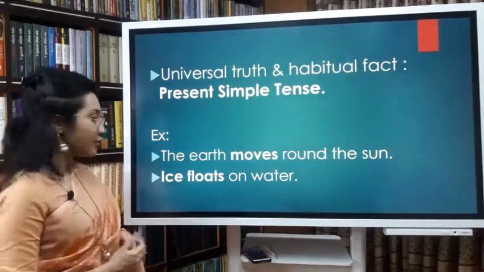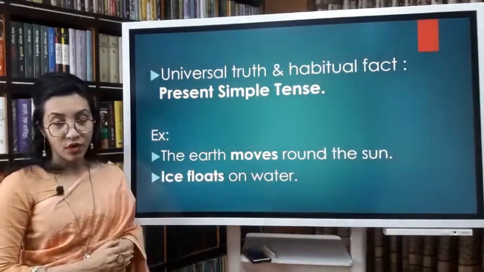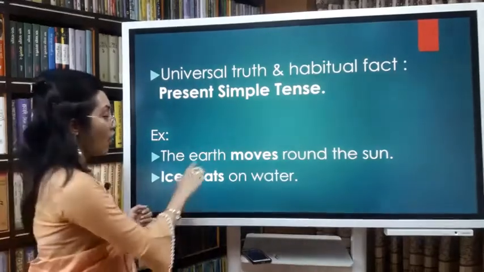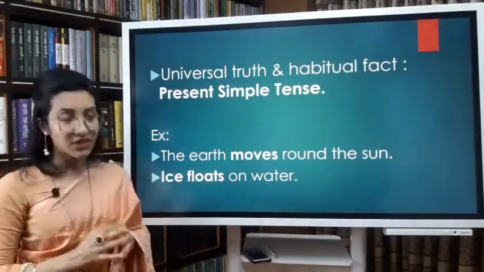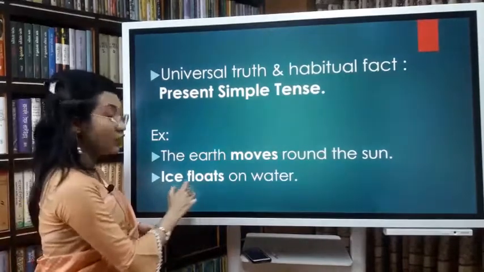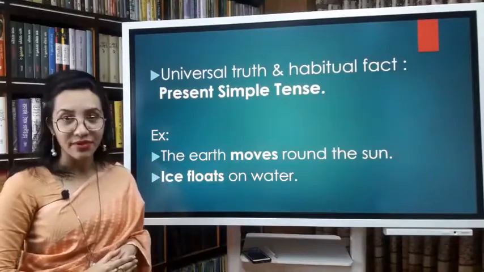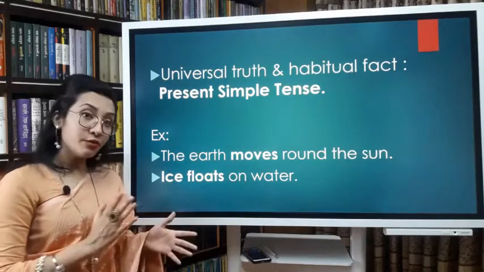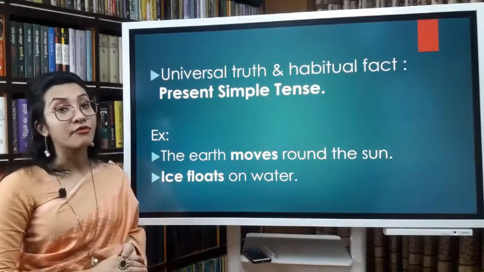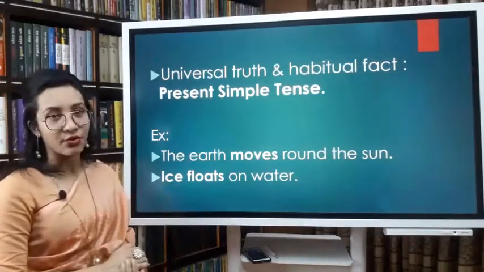Now let's look at the second one. Ice floats on water. We know that the base form of floats is float, and s has been added to float because the subject here is third person singular number. If you watch the previous lesson of right form of verbs, you are going to have a clear description of this rule.